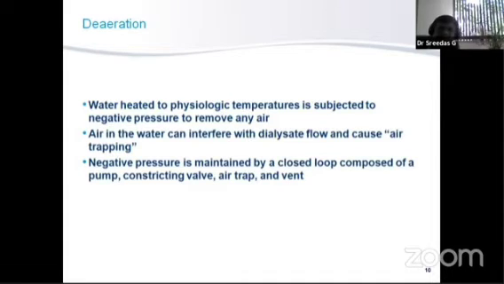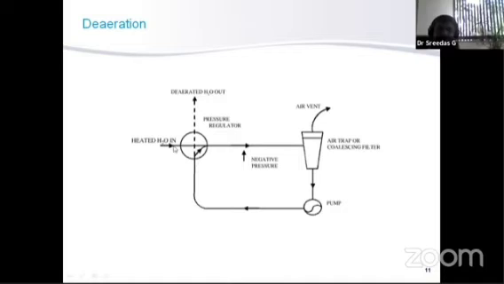Once the heated water is subjected to a negative pressure, it will remove the air. I'll show you in this diagram. So the heated water is coming like this, and this pump gives a negative pressure here, so that in this air trap, the air is being removed and it is pushed out through the air vent, and the blood is pumped out.